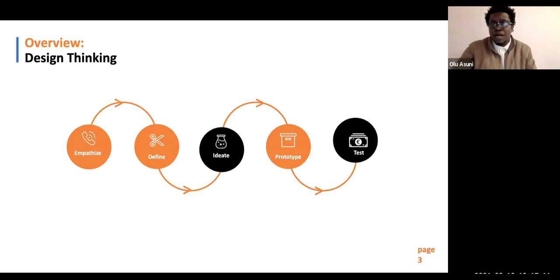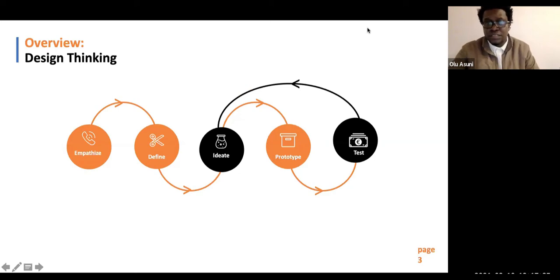Now, I had simplified this flow, and in most instances where you see the same design thinking flow as I've presented, you'll find that it looks linear, but in truth, design thinking is never linear. You could jump between processes or between phases, as the case may be. In my experience, it's usual to go back from testing to ideating.